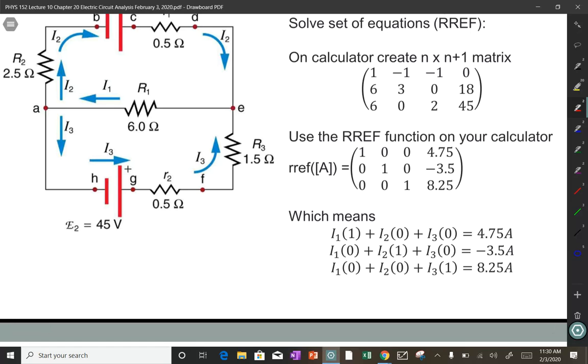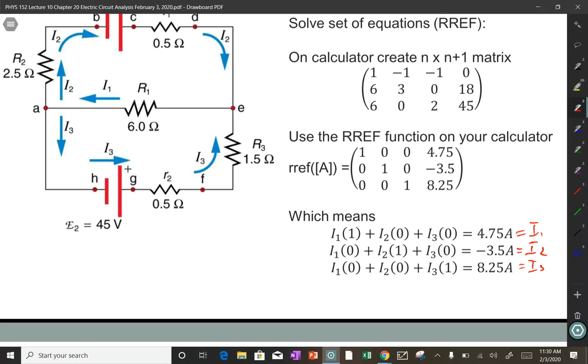If we decompose it, this is showing the same set of equations. So it's I1 times 1 plus I2 times 0 plus I3 times 0 is equal to 4.75. Or in other words, I1 is 4.75. I2, excuse me, is minus 3.5. I3 is plus 8.25. Now I want you to notice something important here. Not only did we find these, actually that was real simple to find them, right? Once you have the equations.